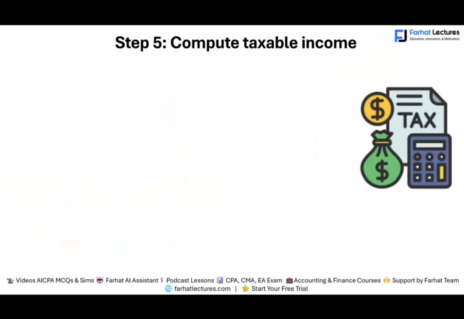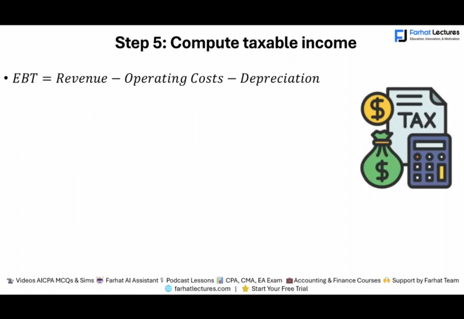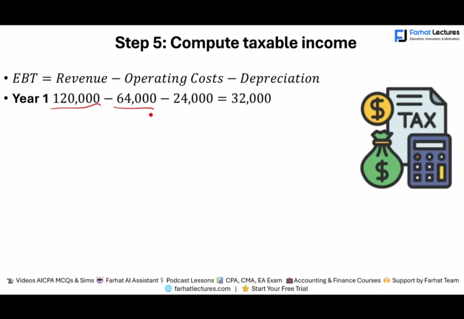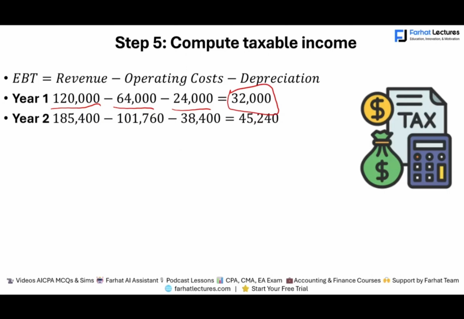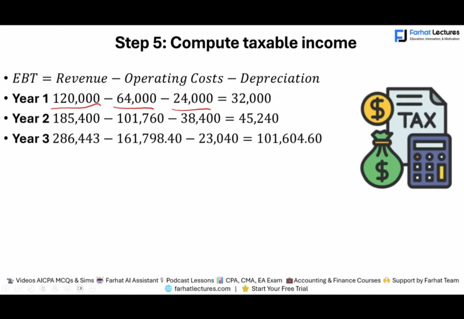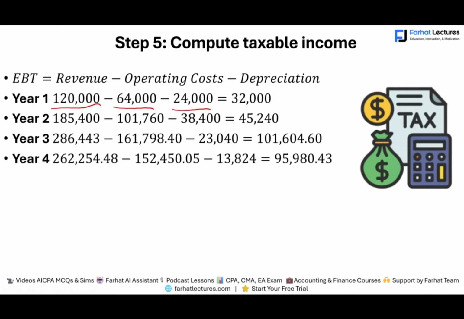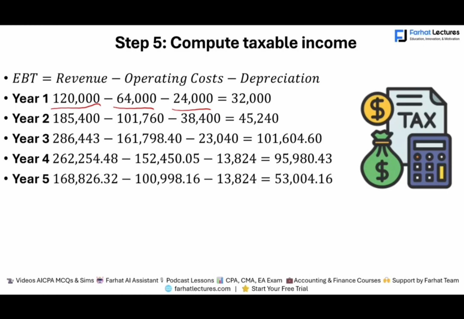Now we are ready to compute taxable income, which is revenue per year minus the operating cost per year minus the depreciation per year. And we have all this information. The revenue minus the operating cost minus the depreciation will give us year 1, $32,000, year 2, $45,240, year 3, $101,604.60, year 4, $95,980.43, and year 5, $53,004.16. Again, all this information, the revenue, the operating cost, and the depreciation, are coming from the previous slides that we computed.